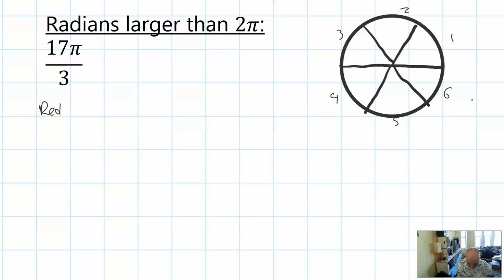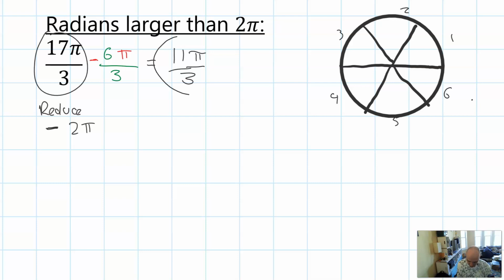To reduce it, I'm going to subtract 2 pi, or multiples of 2 pi. Well, I'd actually rather have a denominator of 3, so I'll subtract 6 pi over 3. We'll do that one time. 17 minus 6 is 11 pi over 3. So that's a coterminal, right? This is coterminal to this. They would have the same measure.